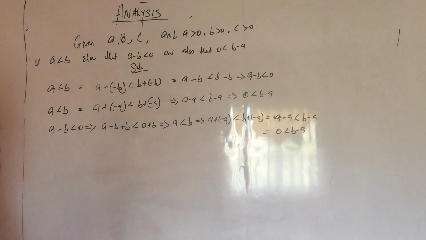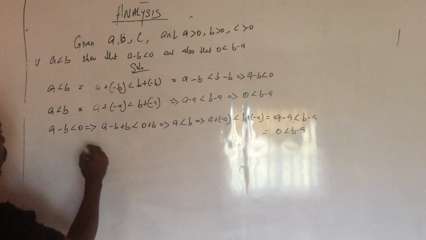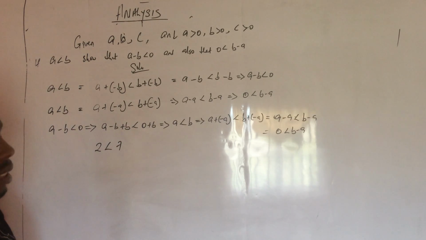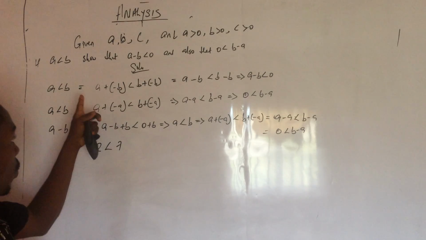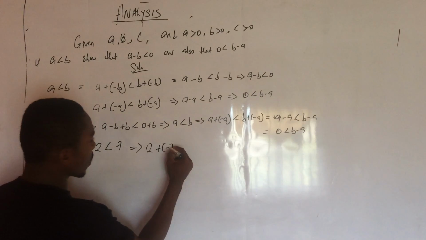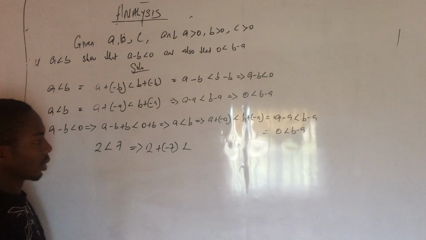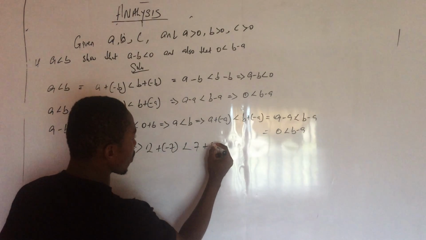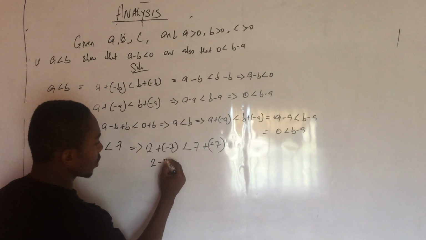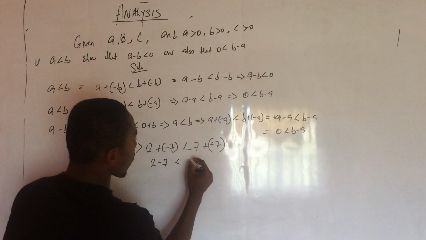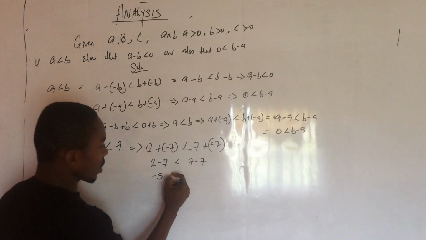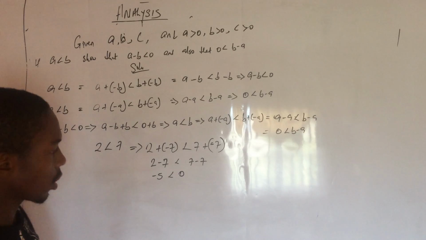Do you understand now? Okay, let's take a numerical example. We have that 2 is less than 7. Now let's do what we did here. This implies that 2 plus negative 7 is less than 7 plus negative 7. Now this is 2 minus 7 is less than 7 minus 7. What does it tell us? Negative 5 is less than 0. True or false? It is true.